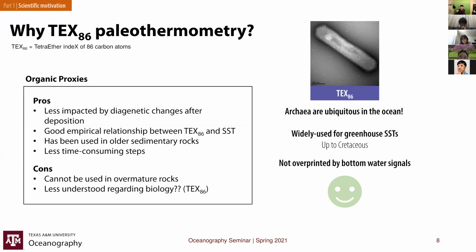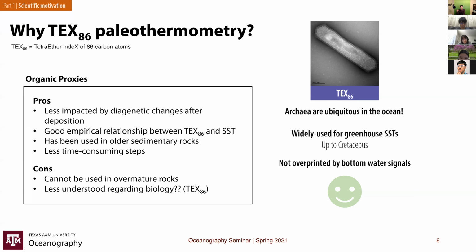Also, it's much less time consuming compared to reconstructing sea surface temperature from calcium carbonate samples, because you have to look for very well preserved calcium carbonate samples. But GDGTs, the organic compounds that we use for TEX86, are ubiquitous in the ocean, and we can find them everywhere in the oceans. So it's easier to find those materials.